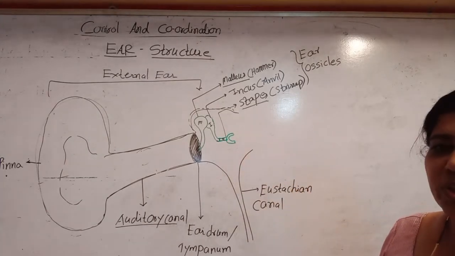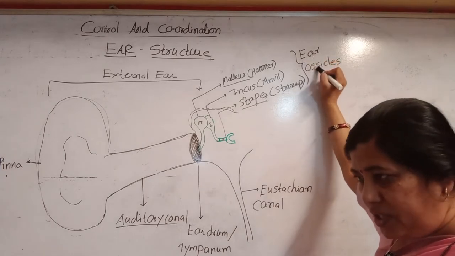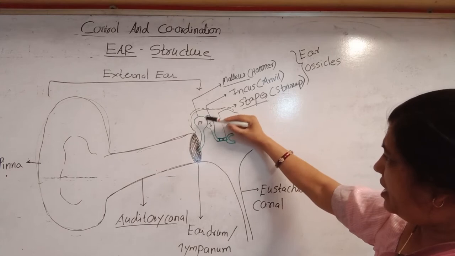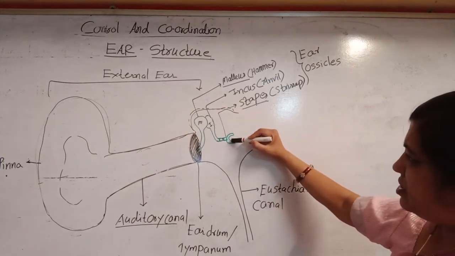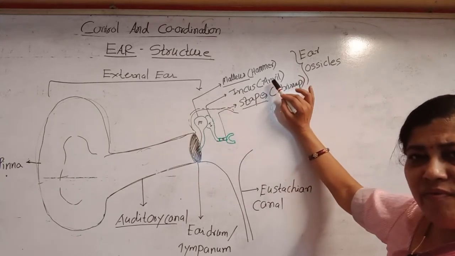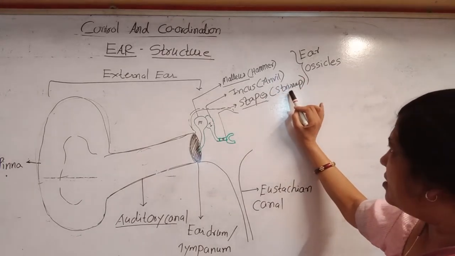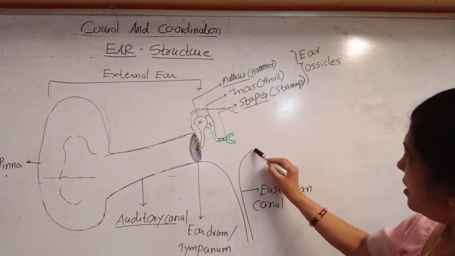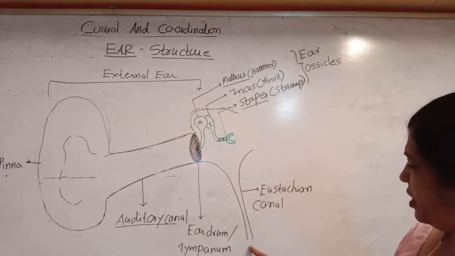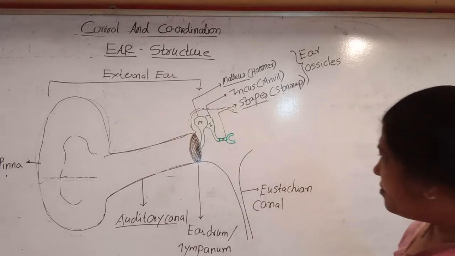It consists of a series of three bones, and those three bones are called ear ossicles. The names of those three bones are malleus, incus and stapes. Malleus is called hammer, incus is called anvil, and stapes is called stirrup. So this is the Eustachian canal. The Eustachian canal opens into the pharynx.